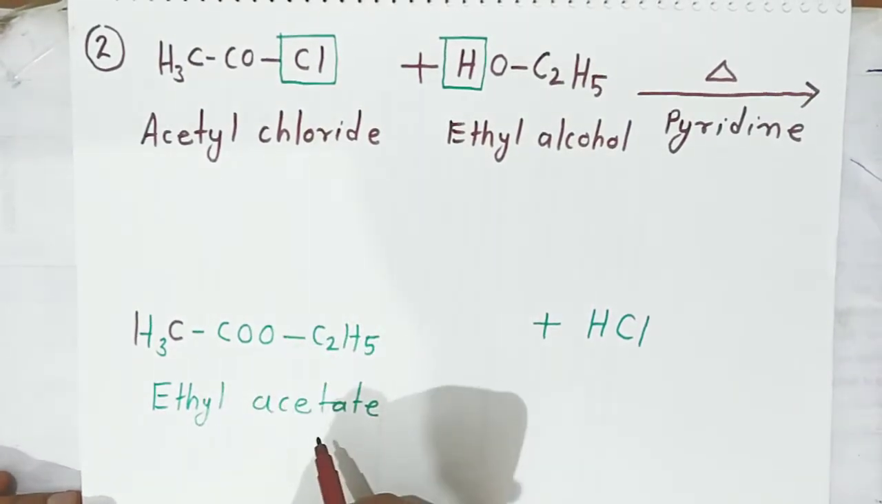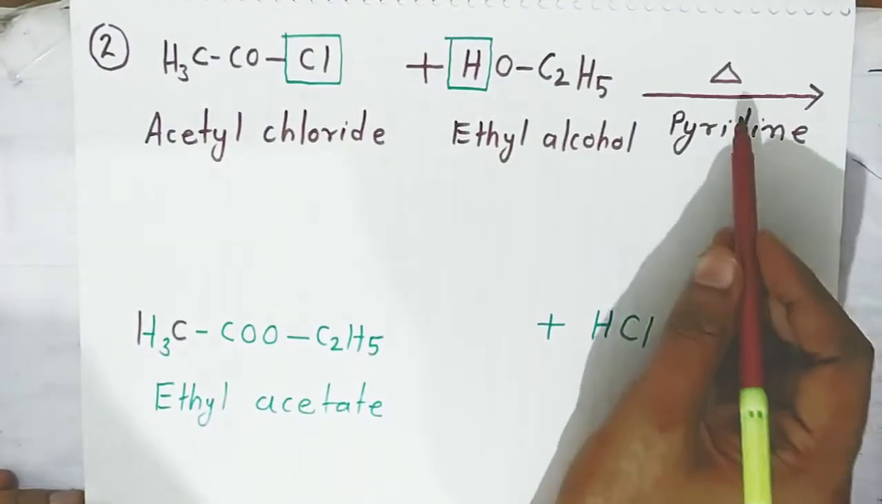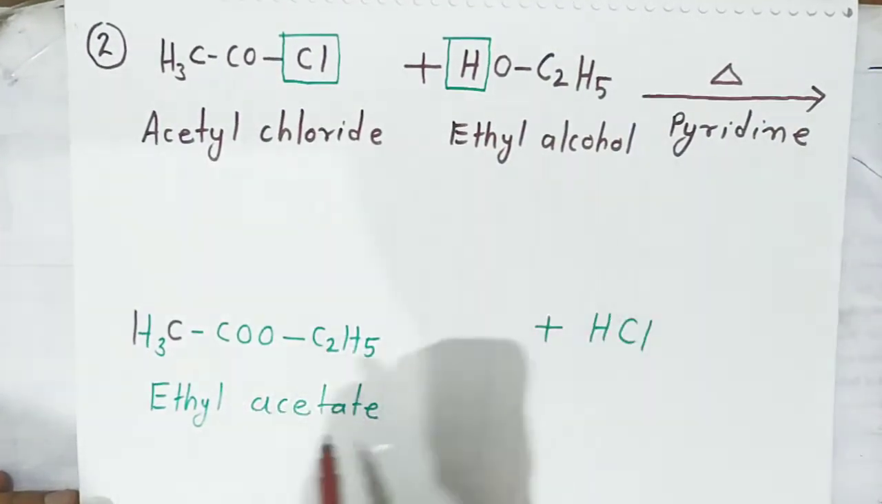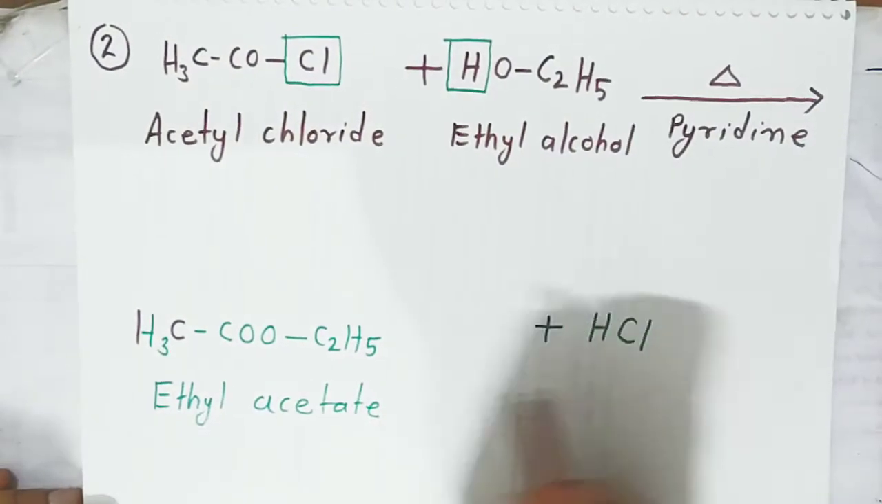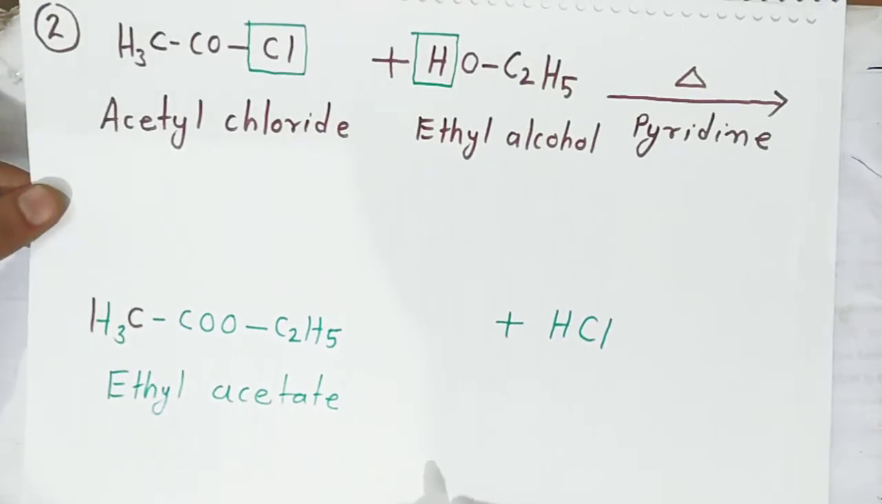This ethyl acetate is a very simple ester, students. We have taken the raw material acetyl chloride, which combines with ethyl alcohol in the presence of pyridine. You have to heat these two solutions, and you will get ethyl acetate and HCl as a byproduct. Now this is the second preparation we have got, students. Now the third preparation of ester, students. For that we are using the raw material.